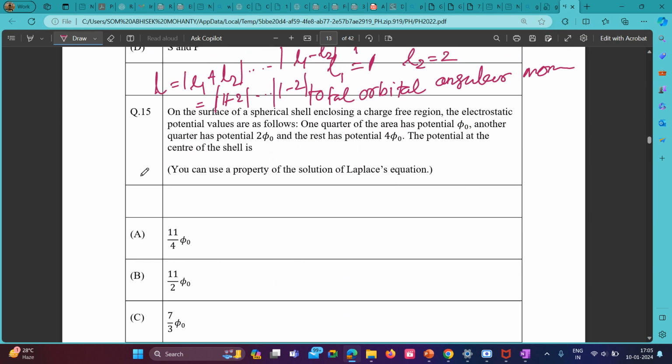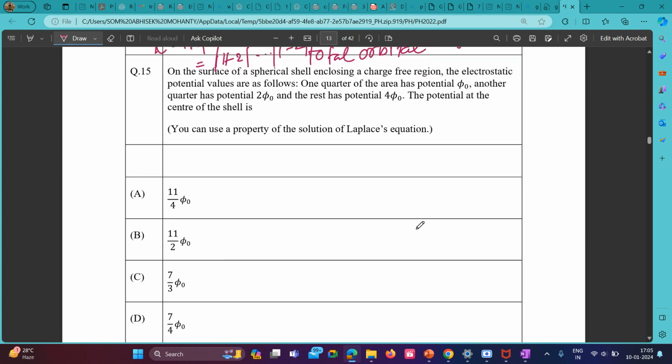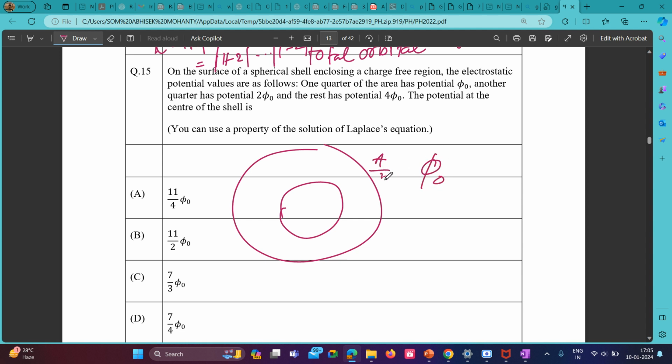Okay, next question. On the surface of a spherical shell enclosing a charge-free region, the potential values are as follows: one quarter of the area has potential phi naught, another quarter has potential 2 phi naught, and the rest has potential 4 phi naught. The potential at the center of the shell is? You can use the property of a solution of the Laplace equation. So we are asked the potential at the center of the shell.